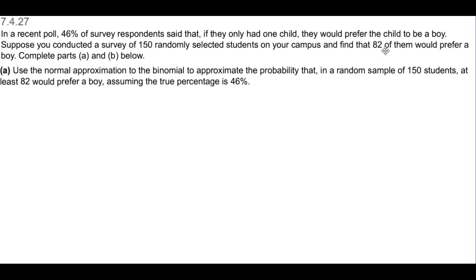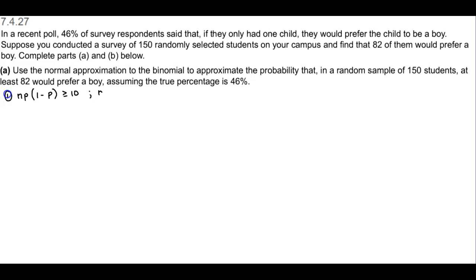Okay, so in part A it says use the normal approximation to the binomial to approximate the probability that in a random sample of 150 students, at least 82 would prefer a boy, assuming the true percentage is 46%. So the first thing we need to do, in order to use a normal distribution to approximate a binomial probability distribution, the following must be true. We should have n times p times 1 minus p greater than or equal to 10.